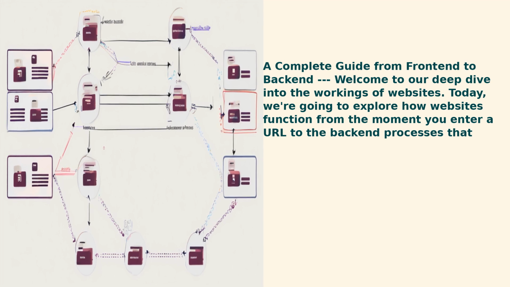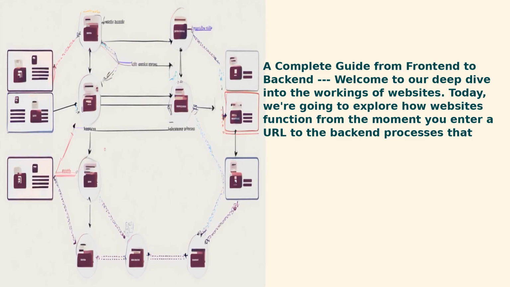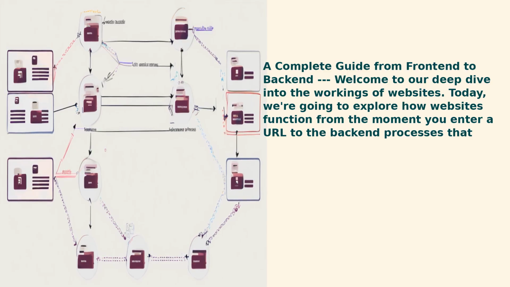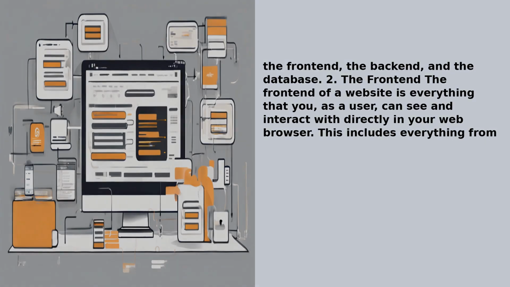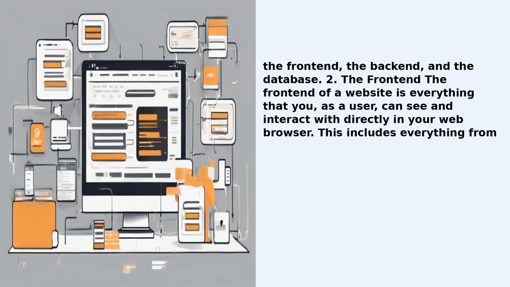1. Introduction to website structure. Websites are made up of several key components that interact with each other to deliver content and services to users. At its core, a website's structure can be divided into three main parts: the front end, the back end, and the database.